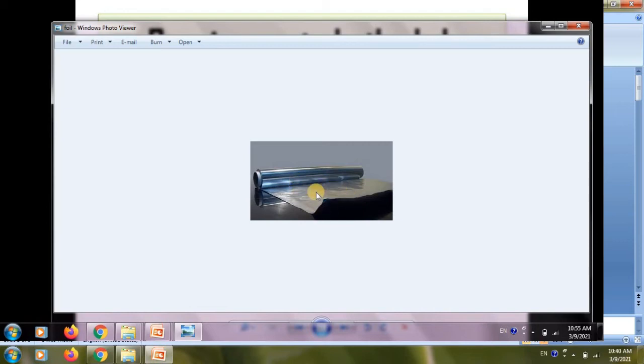For that secondary packing we require aluminum foil. A small quantity will be sufficient, or else a single roll will be sufficient for the whole class. If possible, try to buy a small piece of aluminum foil.